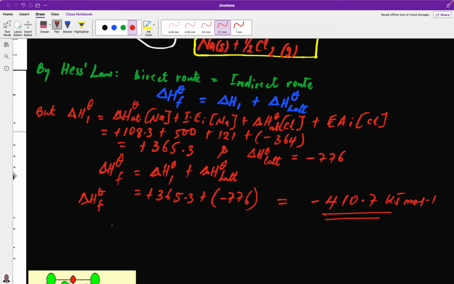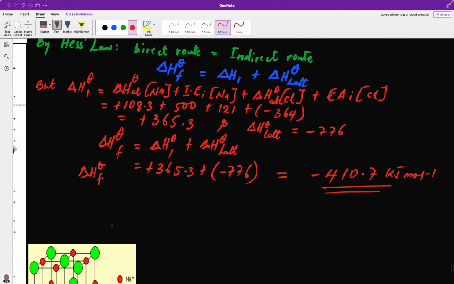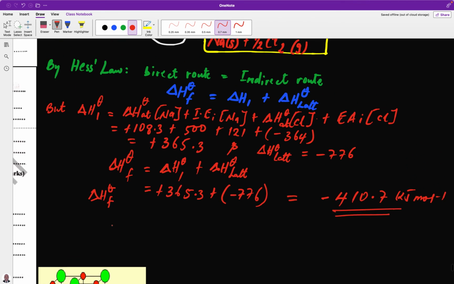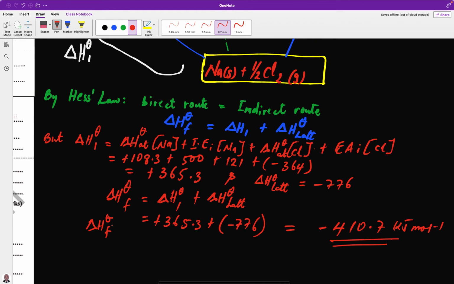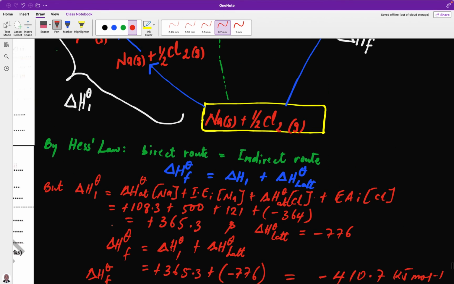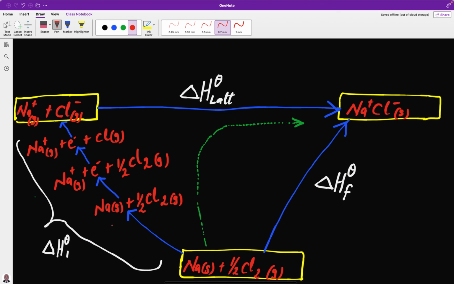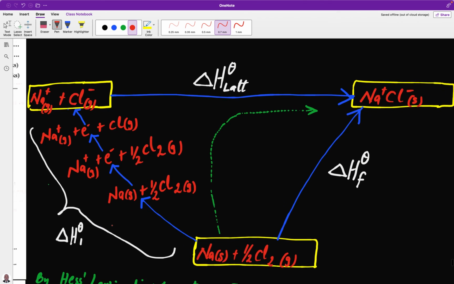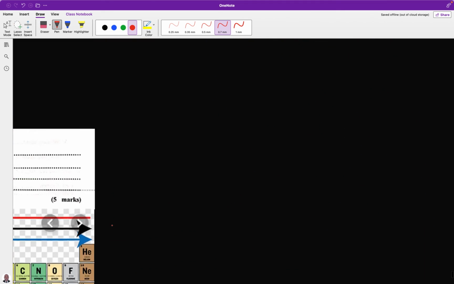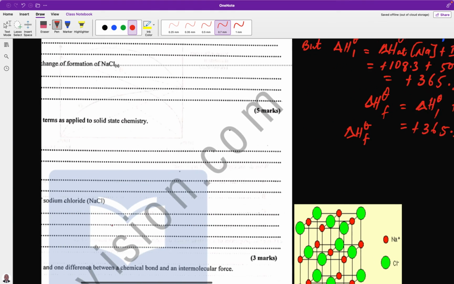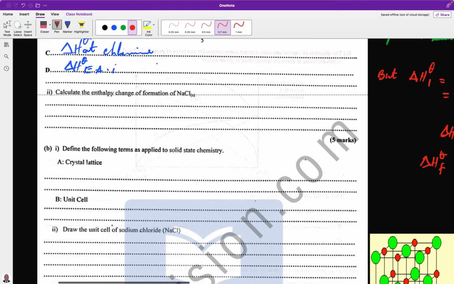That will be our answer. So, calculating this will have minus 410.7 kilojoule per mole using Hess's law. It drives us to the next question.